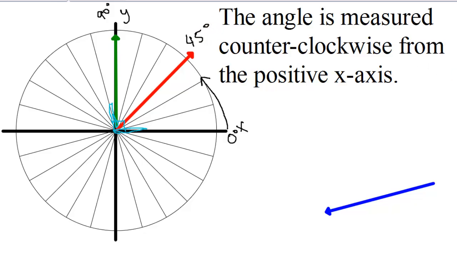Okay, now what about this vector right here? We're going to measure it the same way. Even though it's not inside of this first quadrant here, we still measure the angle from the positive x-axis. So from here to the negative x-axis is 180 degrees, right? Because it's a flat line, this angle here. So it's going to be 180 plus this extra 15. So this entire angle right here is 195 degrees.